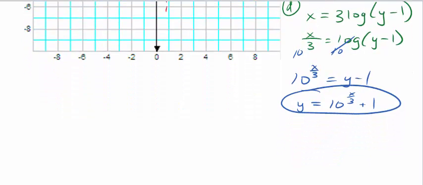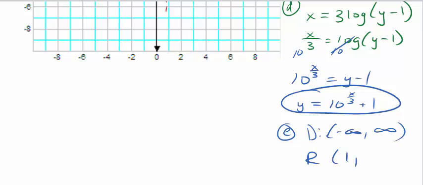Remember part E, you just take the domain and the range from above and switch them. So our range was -infinity to infinity, so now that's our domain. And our domain was 1 to infinity, so now that's our range.